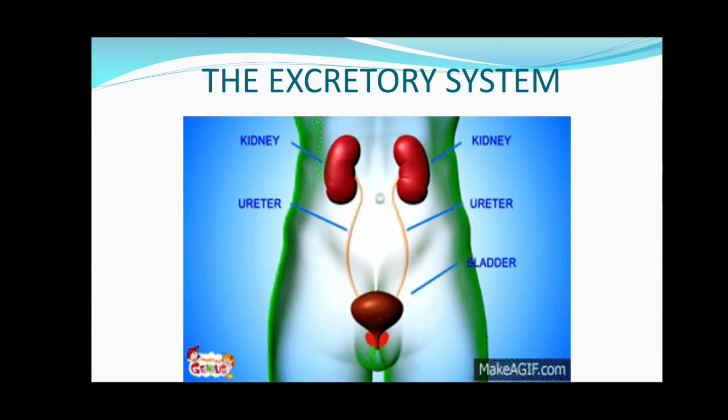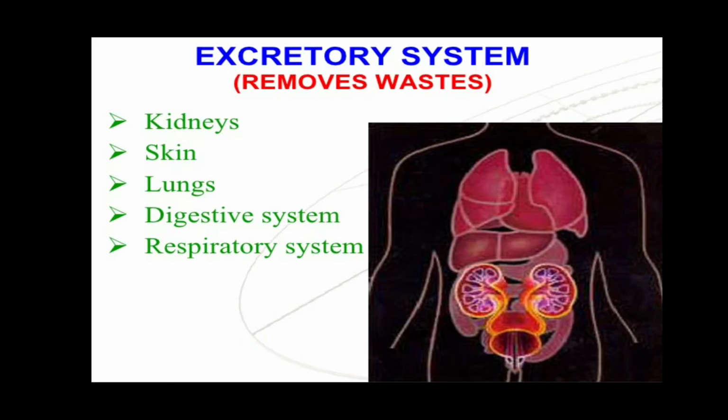Next is the excretory system. Dear students, our excretory system helps us to get rid of the waste which is produced inside our body. These waste products, which are produced in the body during different body functions, need to be removed from the body. The excretory system consists of the organs that help us in eliminating the waste products from the body. First is the kidneys.